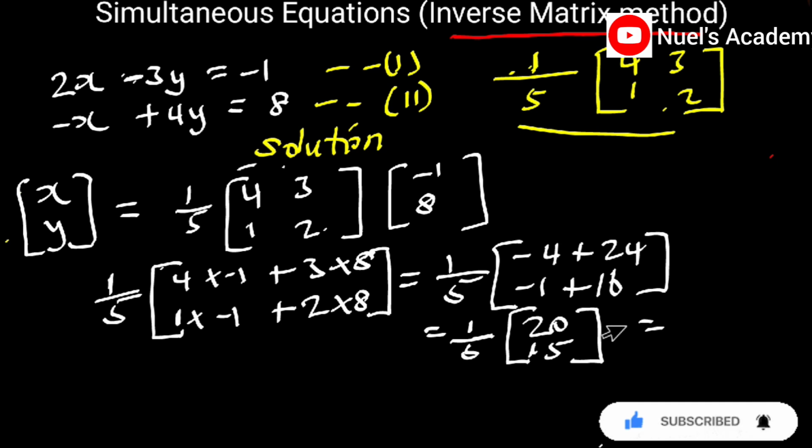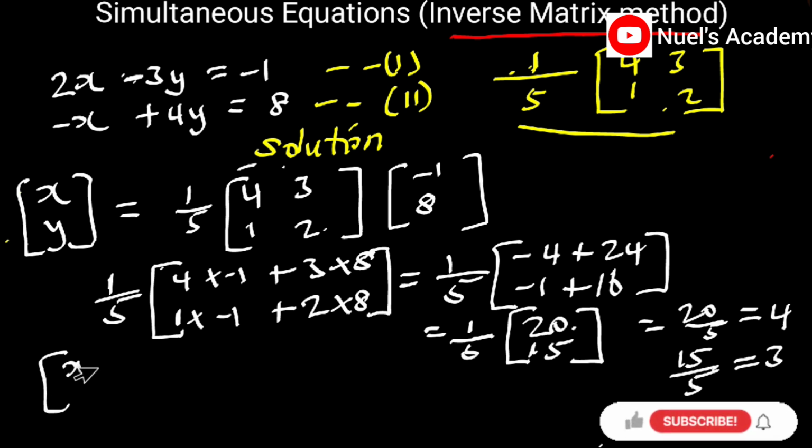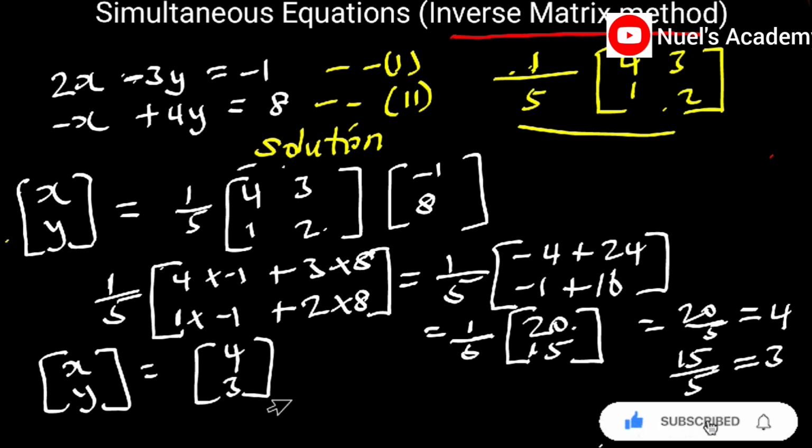So 1 over 5 times 20 is the same thing as 20 over 5, which gives us 4, and then 1 over 5 times 15 is the same thing as 15 over 5, which gives us 3. So the value of x and y is 4 and 3, and so x is equal to 4, y is equal to 3.